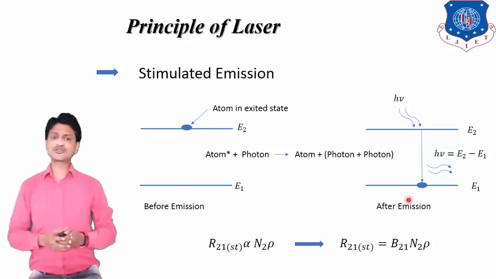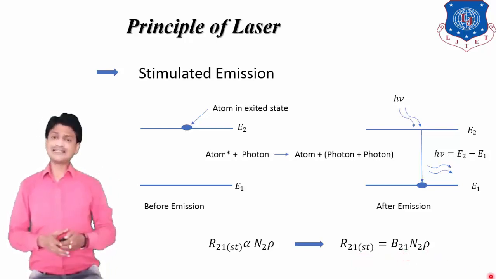Here the rate of stimulated emission R21 is proportional to the population N2 at the higher energy level and to the density of the inducing photon. So here R21 is directly proportional to N2 into rho. So finally here the rate of stimulated emission R21 is equal to B21 N2 into rho.